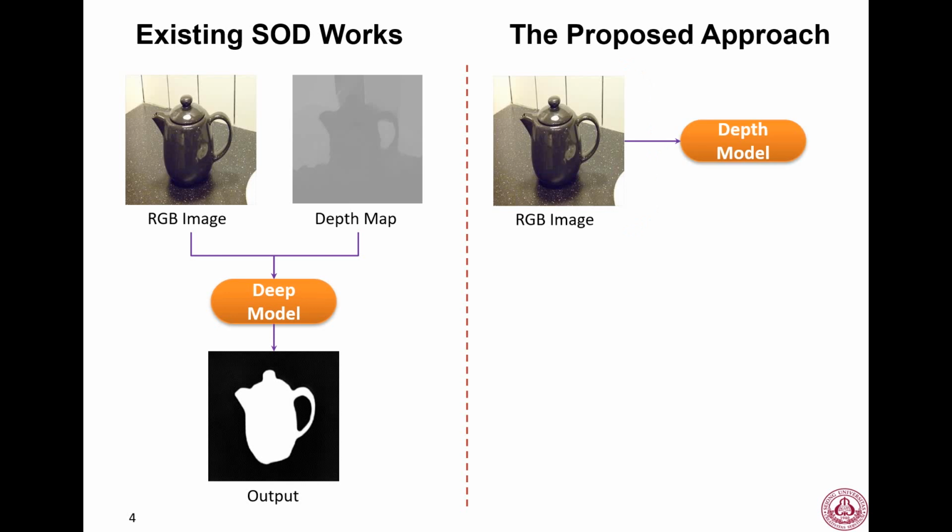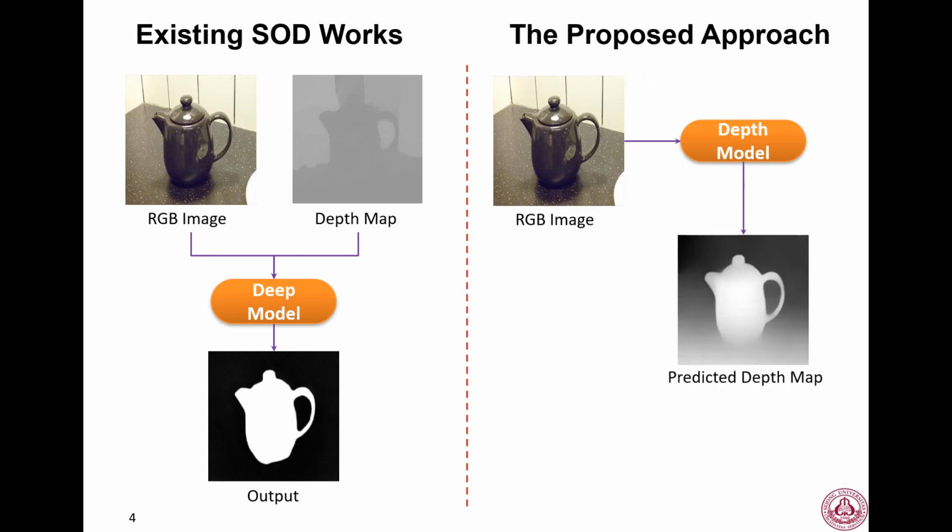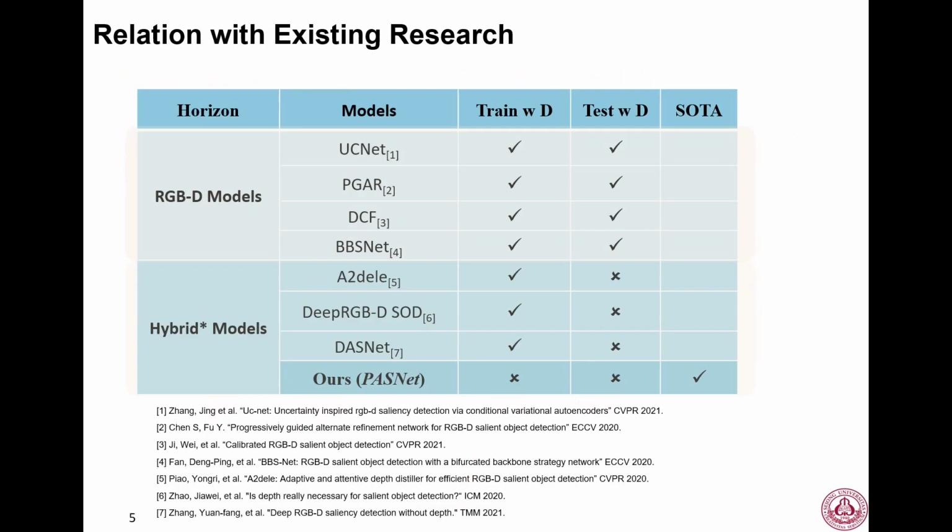Our depth model predicts the depth map associated with the RGB image, and collectively we input the RGB image and predicted depth map to the proposed PASNet SOD model to generate saliency maps. The RGBD models are trained and tested with RGB and depth data, where their practical applicability in real-world environments is questionable. Furthermore, depth data sometimes affect the output performance due to the noise in input depth maps.